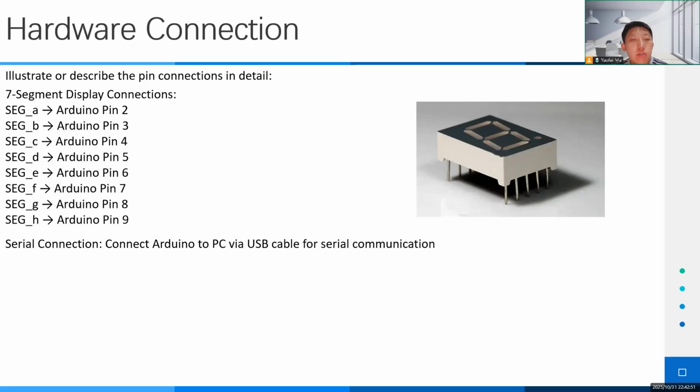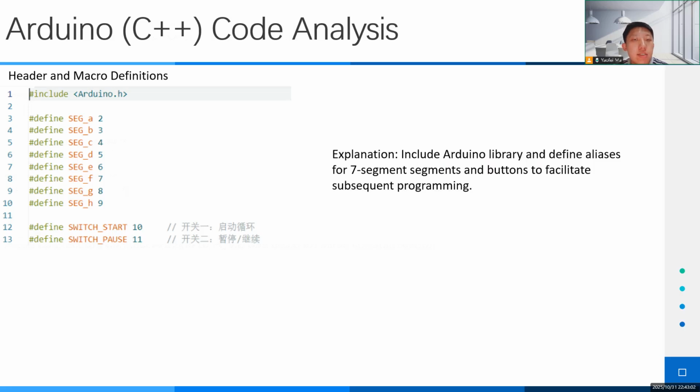The USB cable is for serial communication. This is how C# sends commands to Arduino. Next, let's look at the C++ code on Arduino. The first part is simple setup. We include the Arduino.h library. It helps control Arduino pins. We use define to give names to pins. For example, segment A stands for pin 2. This makes the code easier to read.